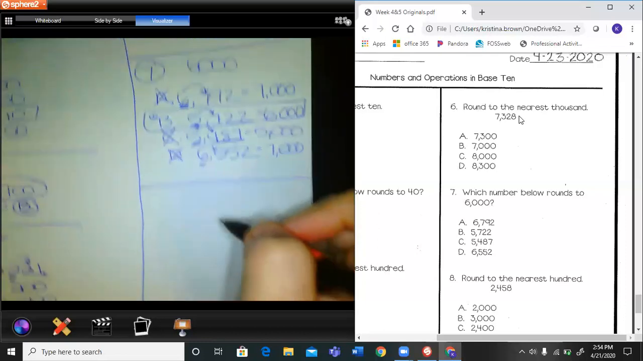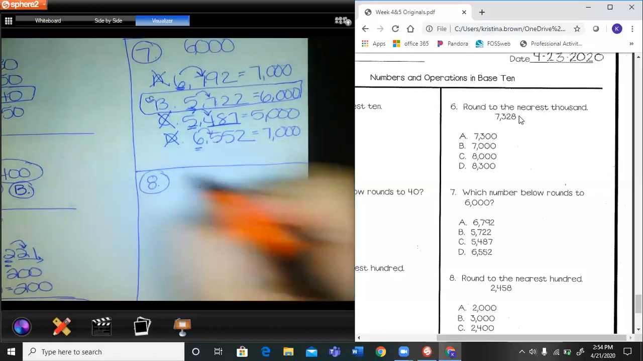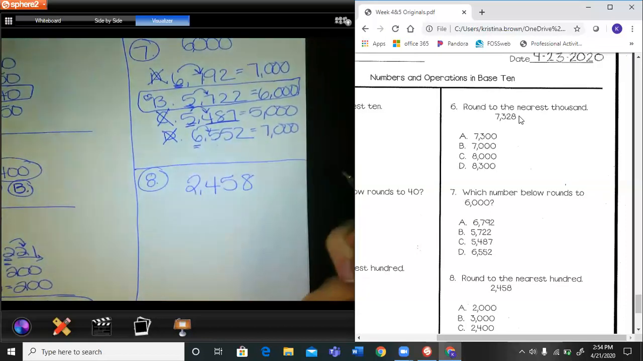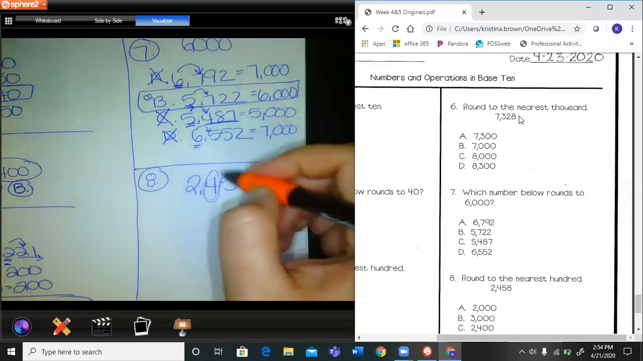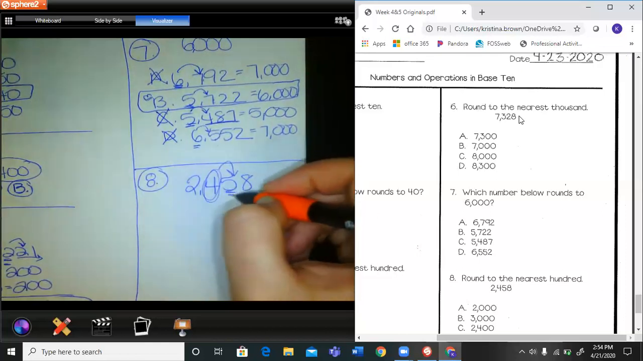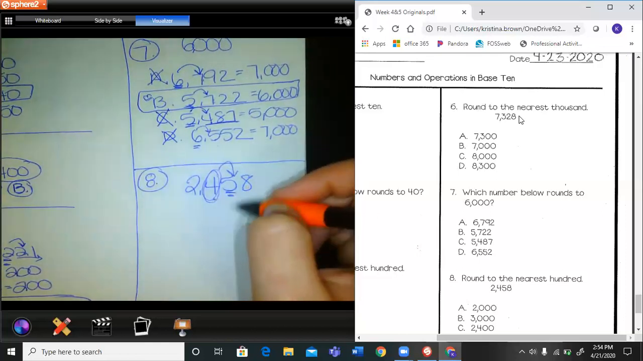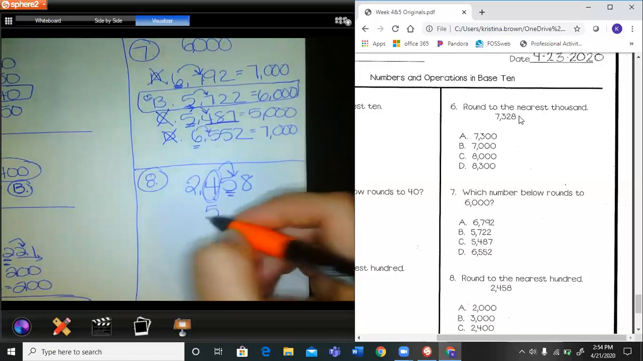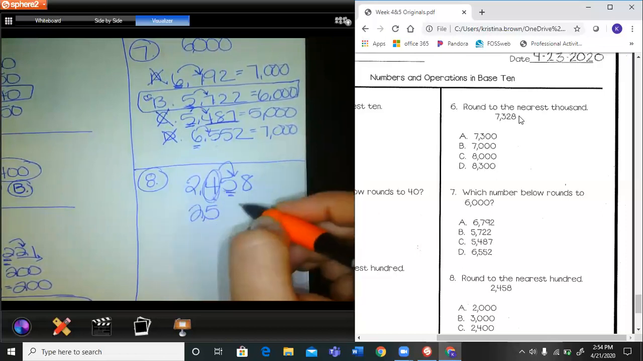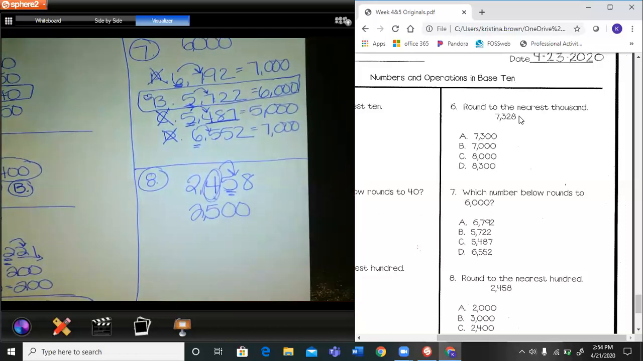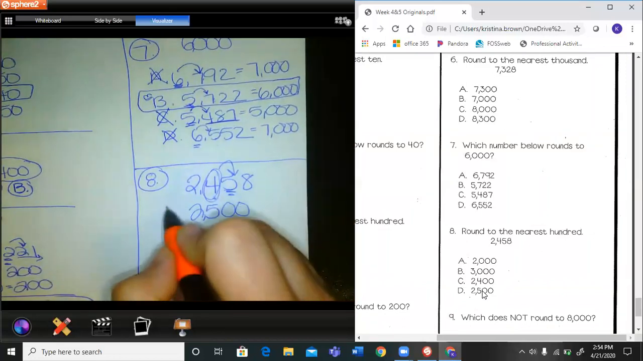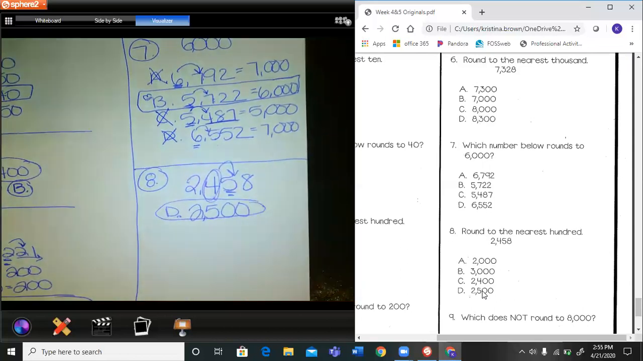And our last question for this week's math sheets, round to the nearest 100. So we have 2,458, round to the nearest hundreds place. So I find my hundreds place, which is this 4. I look to the right, it is a 5. 5 or more, you have to raise this circled number up by 1. So this 4 becomes a 5. The 2 here stays the same. And then all the digits to the right turn into 0. So my answer should be D, 2,500.